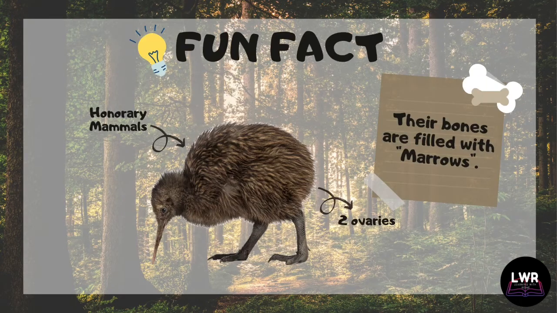Did you know that kiwis are commonly referred as honorary mammals? Because even though it is a bird, it has certain characteristics of a mammal. Just like how their bones are filled with marrows, similar to human beings, and they can run as fast as humans do. Aside from that, they also have whiskers similar to cats. And female kiwis also have 2 ovaries, unlike most birds who only have 1.